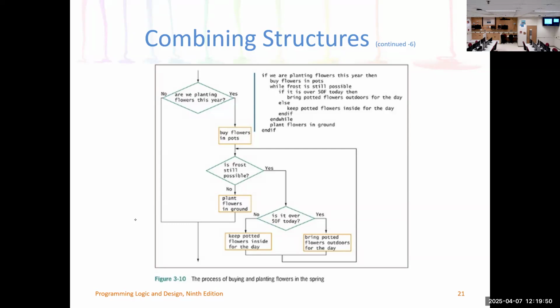Okay. We are planting the flowers for this year? Yes, you buy flowers in a pot here. Now, is there still frost here? So we see that is a loop here. You check it again: is frost still possible here? You check it here. Is it over 50 or not, right? If yes, you do this one. If no, you do this one. And keep doing it until you have no frost here. So when there is no frost, you plant the flowers in the ground. Okay.